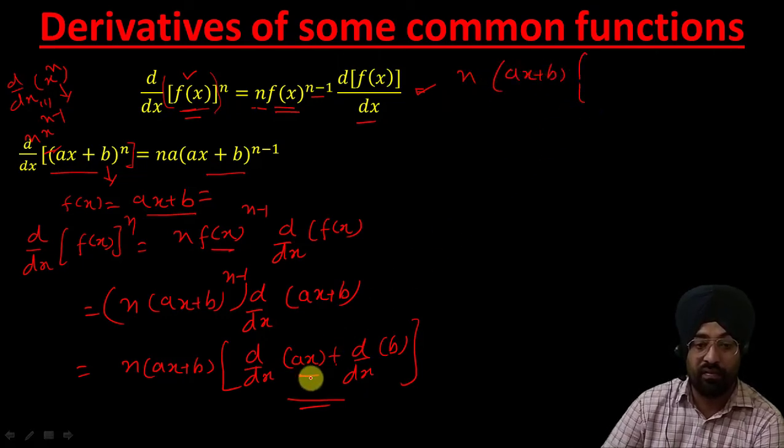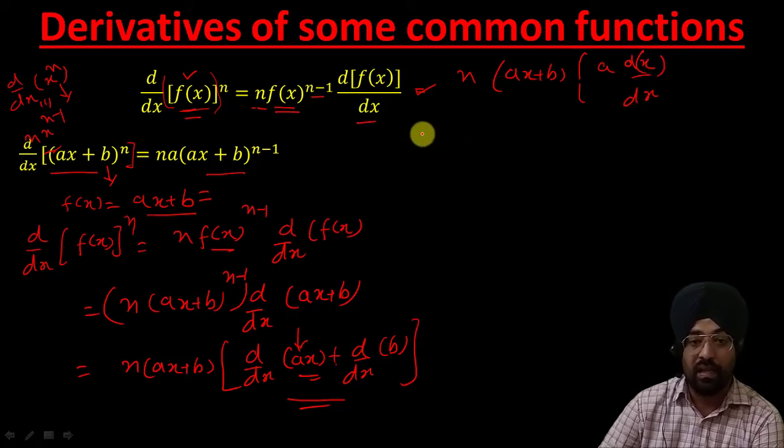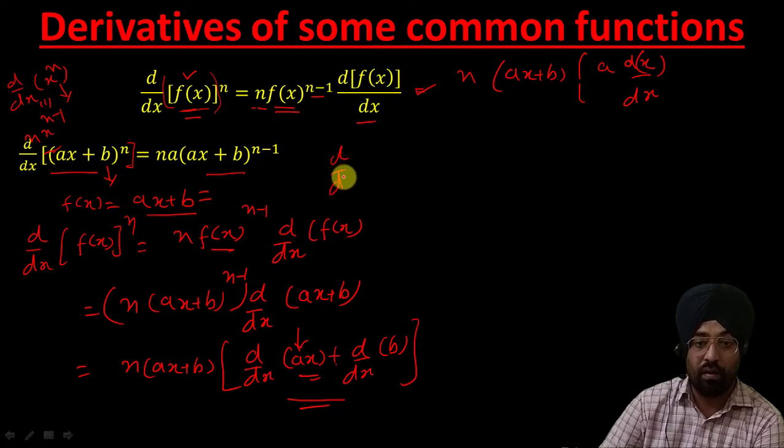Inside a derivative of ax, a is constant, so it will come out of the differentiation: a dx by dx. So the derivative of x is 1. Remember it: the derivative of x is equal to 1.